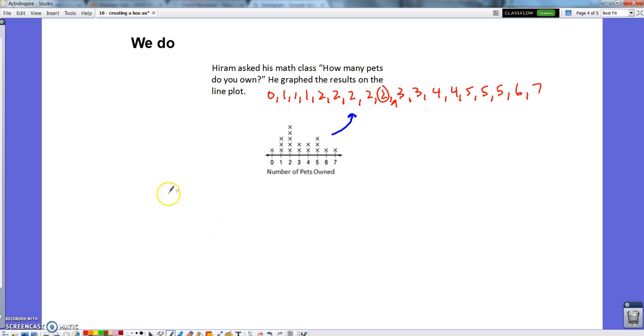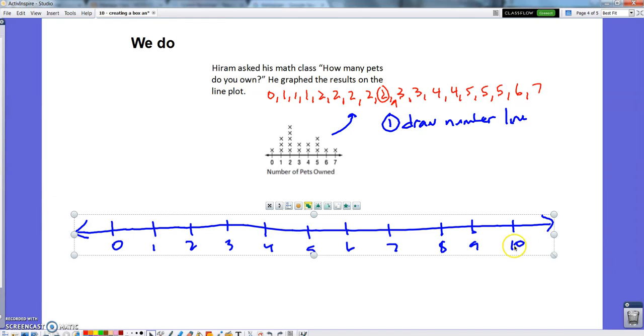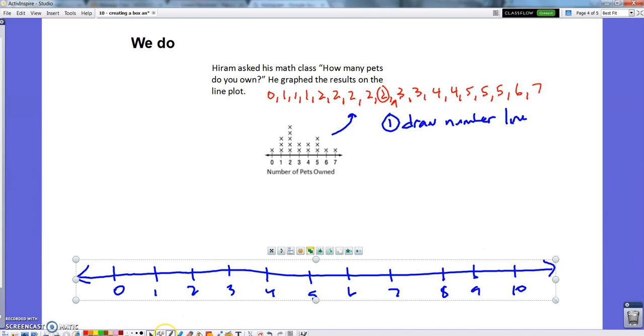Alright, so let's see, I'll write the steps down since you're taking notes. So step one is draw a number line. It's got to include at least your lowest value and your highest value. Usually I would go a little below and a little higher, but it's hard to go below 0. So maybe I'll make a number line 0 to 10. Alright, so draw a number line. For starters, that's how you start a box and whisker plot. Let me move it down a little bit, hovering above it. There we go.